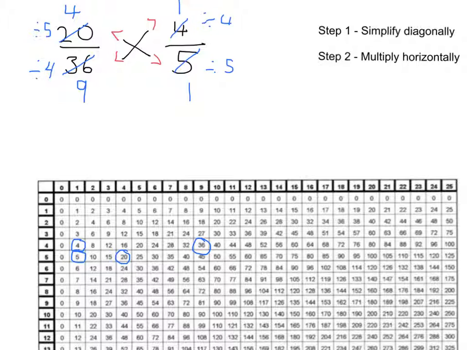Okay, so now we have completed step 1. We have simplified diagonally. Now step 2 is simply we can multiply horizontally, meaning we multiply the numerators together and the new denominators together. So in this case, that will be 4 times 1 equals 4. And 9 times 1 equals 9. And there you have it. We've simplified as much as we can go, so that will be your final answer.